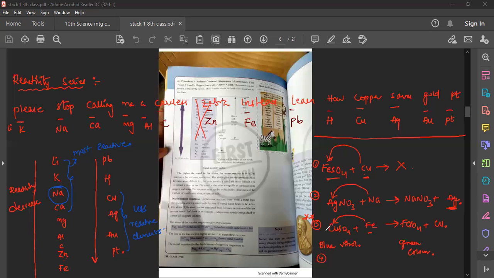This one, last equation part. But the reactivity series, any doubts are there? No, sir, no doubts.